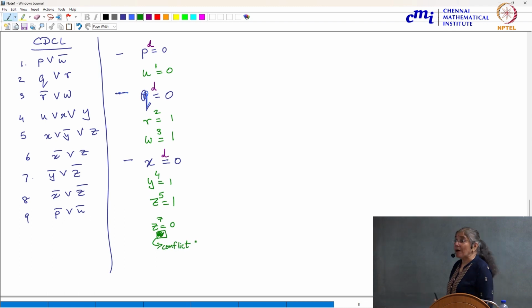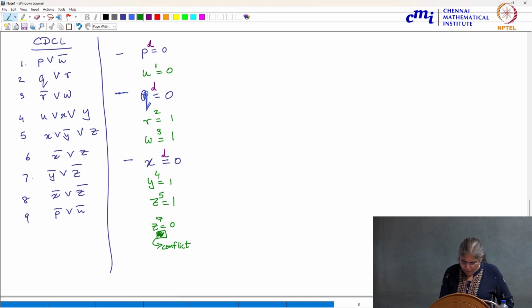Now if you think of the DPLL style algorithm, what would it do at this point? It would backtrack. It would say, oh, so now I should try X equals 1. The last decision you made was X equals 0. That's wrong. We will backtrack, but we will do a little bit more. We'll say, okay, why did this conflict come about?